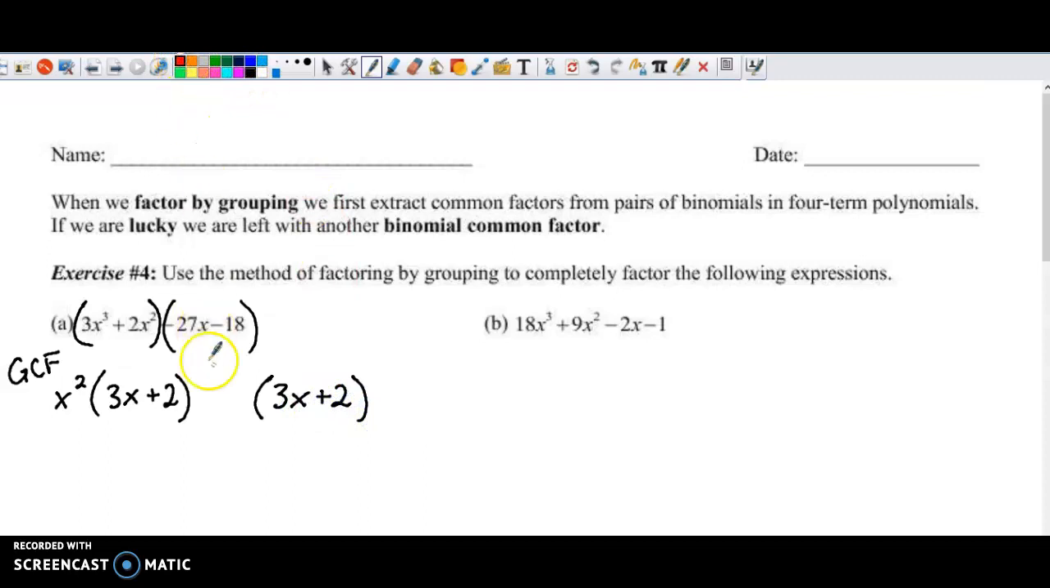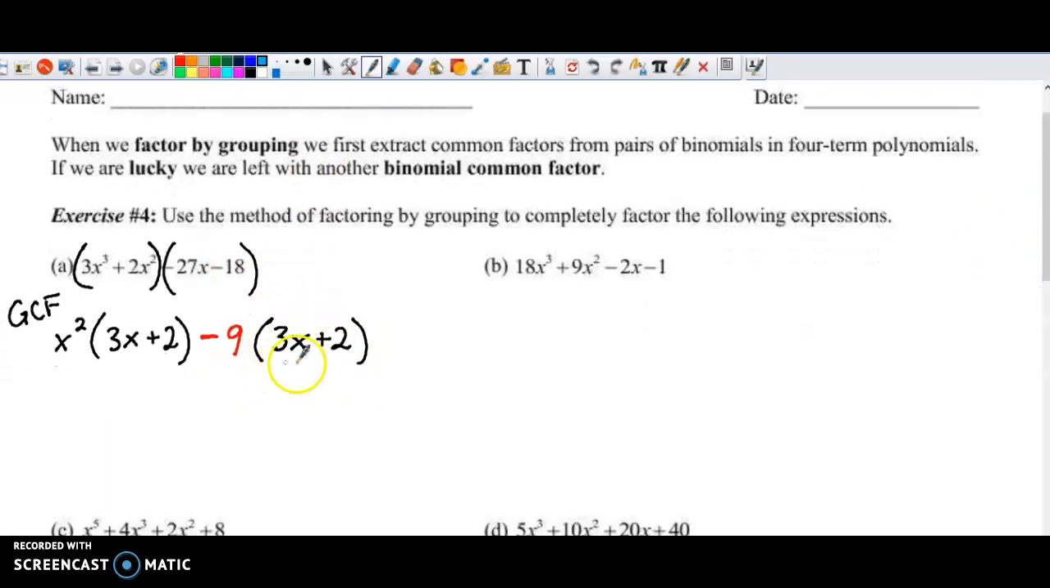So it makes sense to me that I need to factor out a negative because they're both negative. And then negative 9 times 3 is negative 27. Negative 9 times 2 is negative 18. So that was right. And then from here, I have the same thing in the parentheses, so I can write that once. And then where I get my other piece would be the x squared and the minus 9.